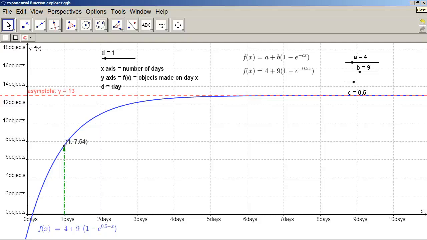Hi, today I want to explore this really interesting function using GeoGebra. We have down here f of x equals the quantity 1 minus e raised to the 1/2 minus x power. All of that is multiplied by 9, and then that's added to 4, and that's the function. And you can see it's traced out in blue, and it has a vertical asymptote.